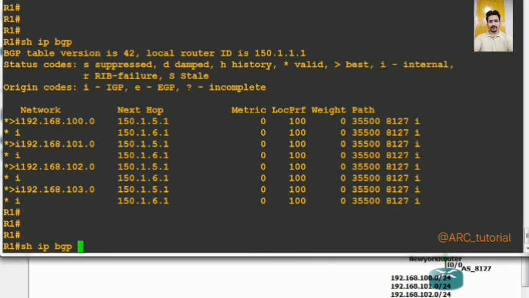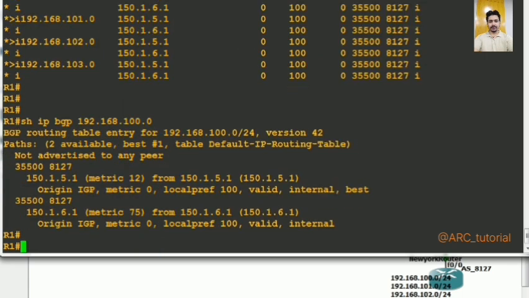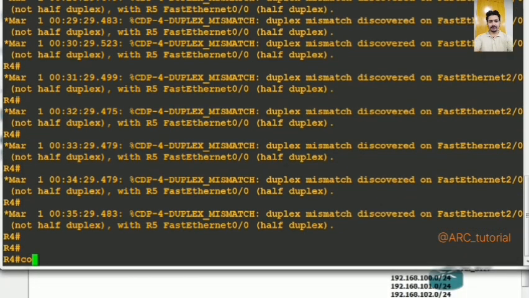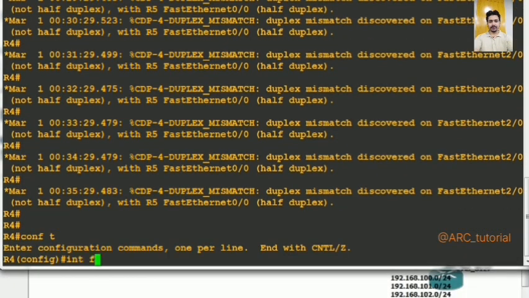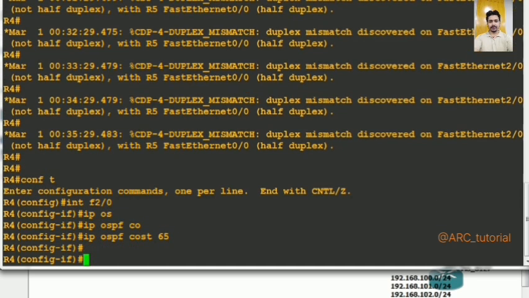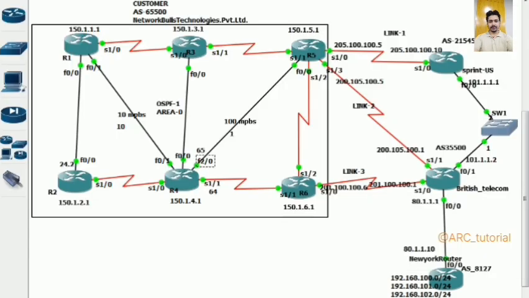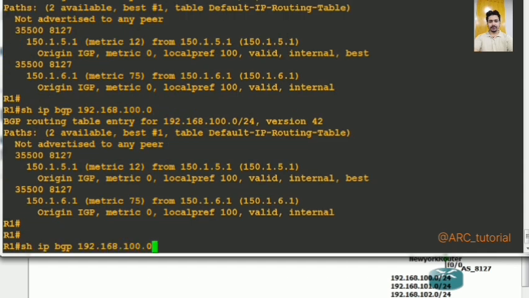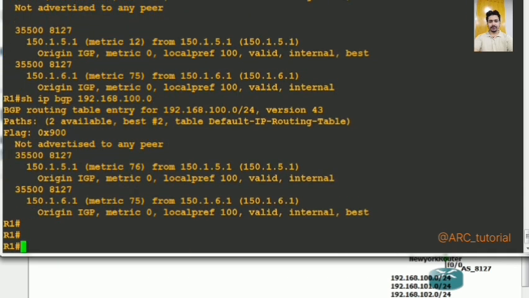Fine. See, we have not made any change on R4 yet. So go to F2/0. IP OSPF cost is what? Make it 65 now. Here. Now you move back again on R1. Check it out. Just wait, it will take some time to synchronize. See.